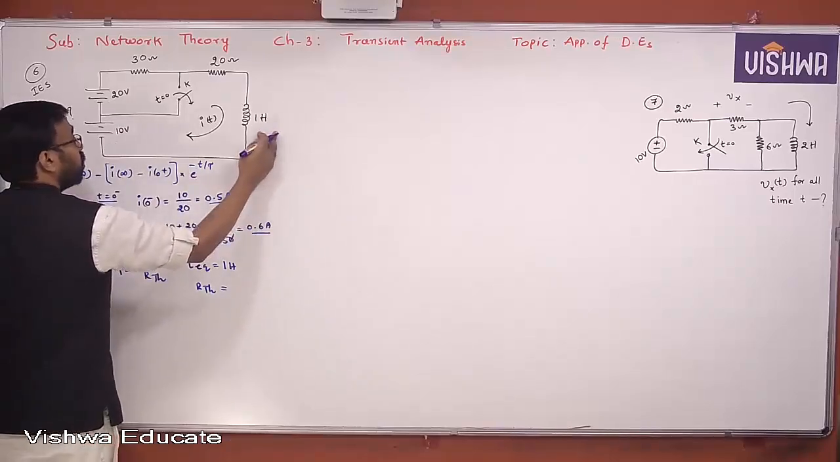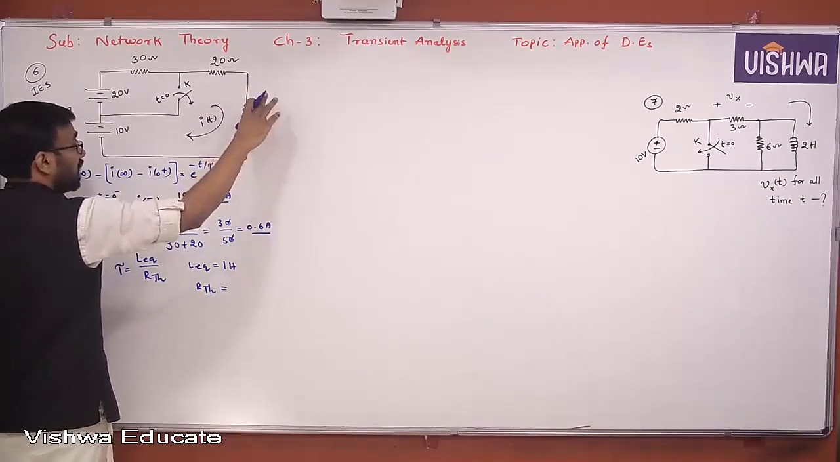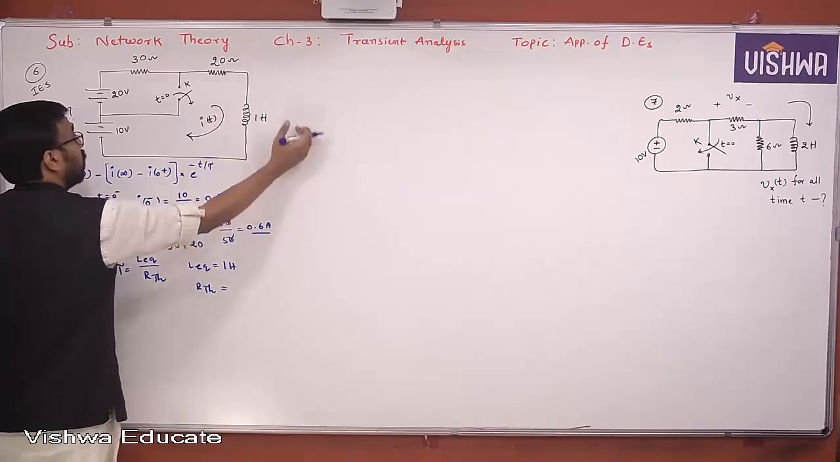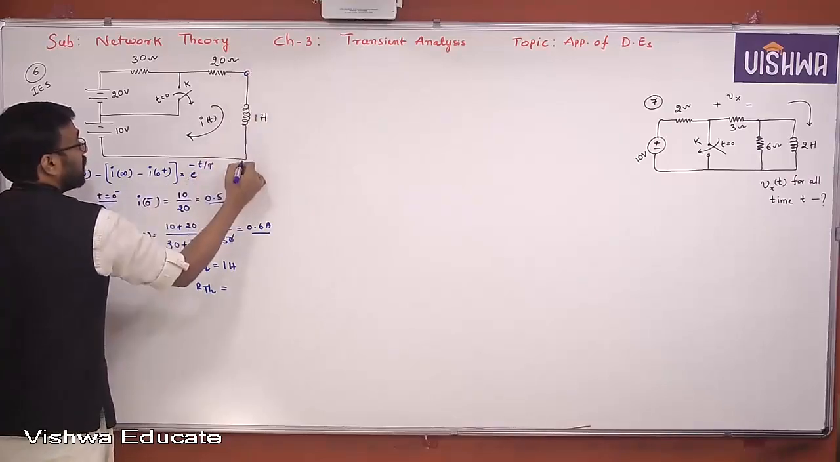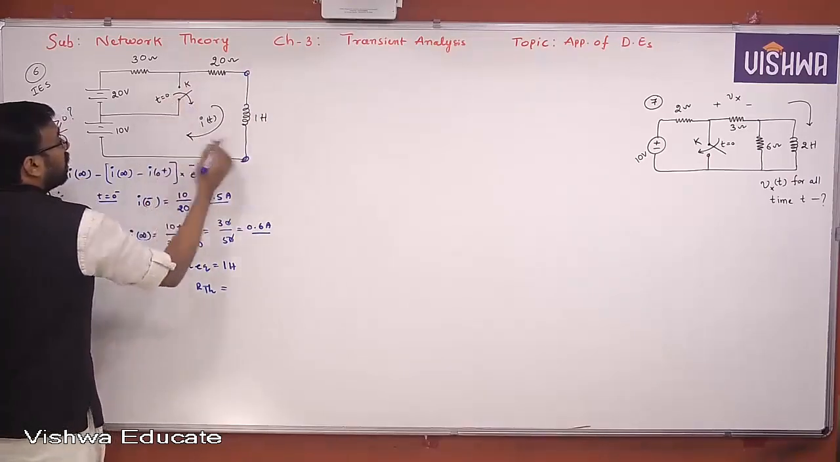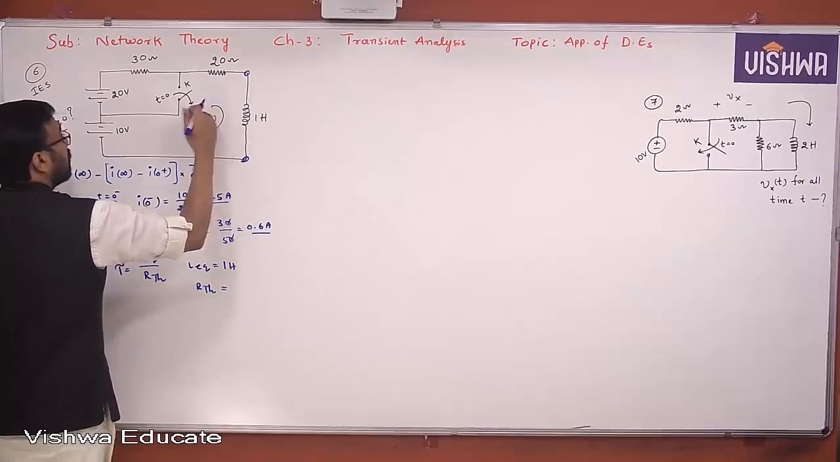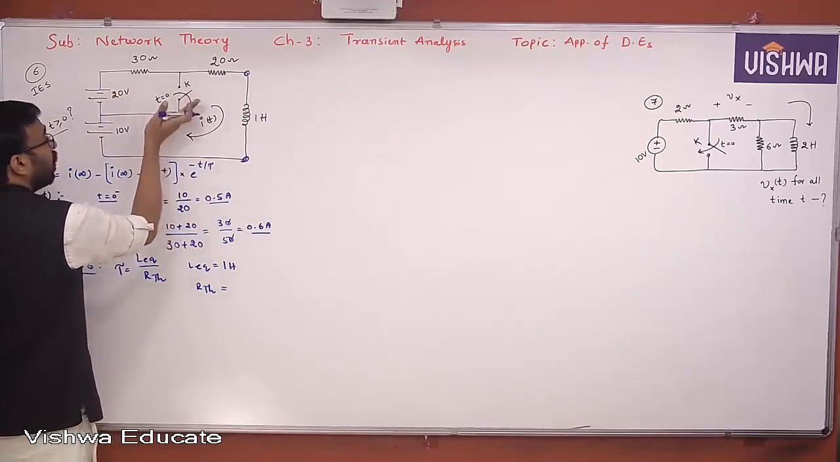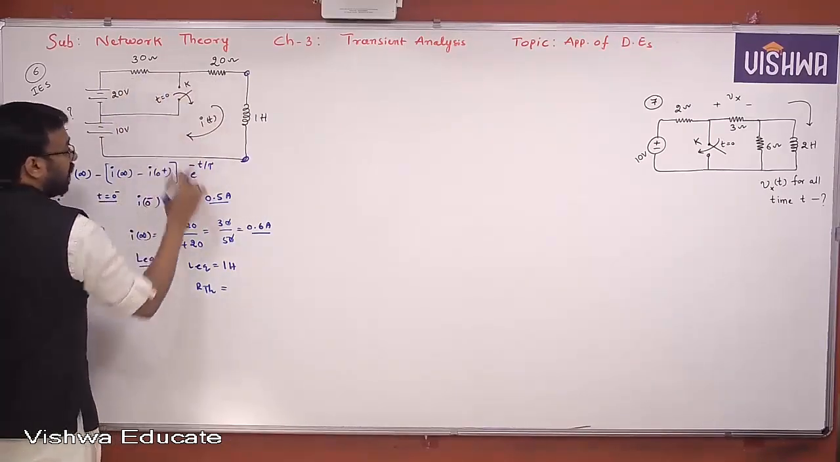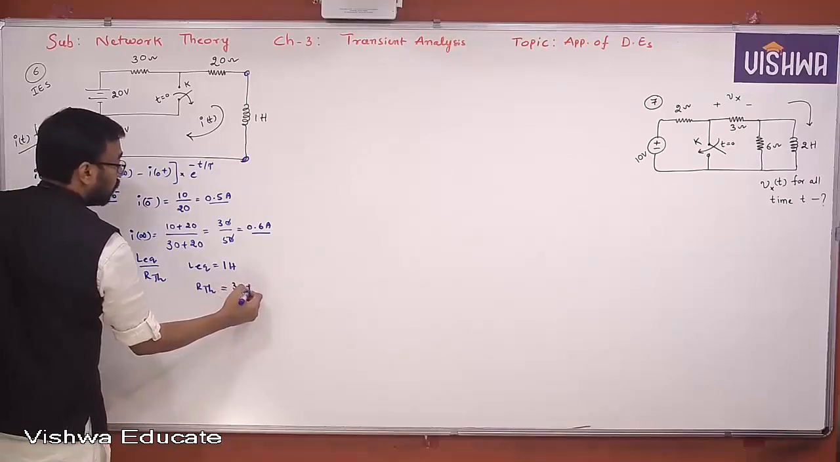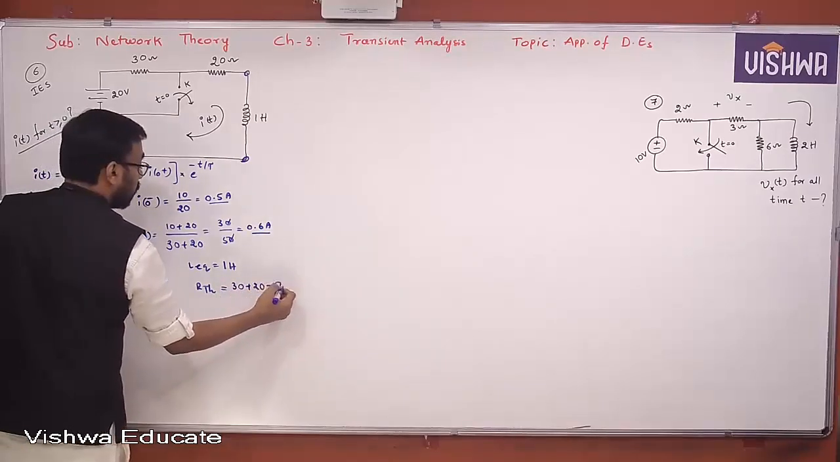Looking into the network through the equivalent terminals, the load terminals, you are looking into the network through these terminals here. This is open. This is shorted, this is shorted, this is open. These two are in series. Therefore, 30 plus 20, nothing but 50.